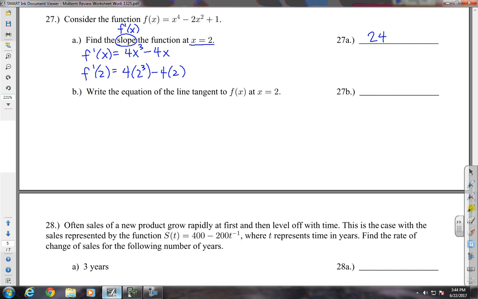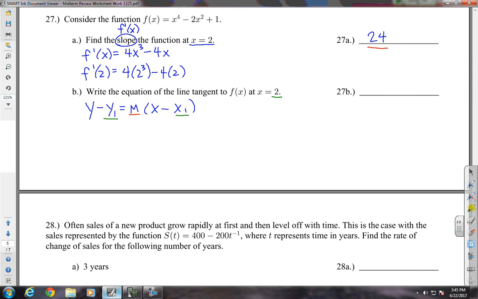To do so, we need to use the point slope form for the equation of a line. That is y minus y1 equals m times x minus x1. Make sure you memorize that for your midterm exam. M is the slope of the curve. That's what we calculated in part A. X1 is the x value of the given point. Y1 is the y value of the given point. At this moment, we don't have that information, so we'll need to calculate that first.